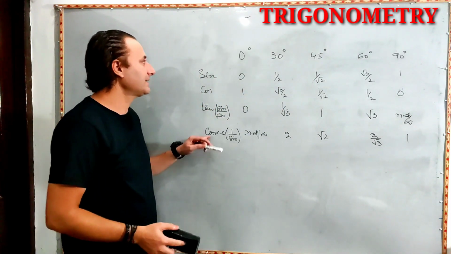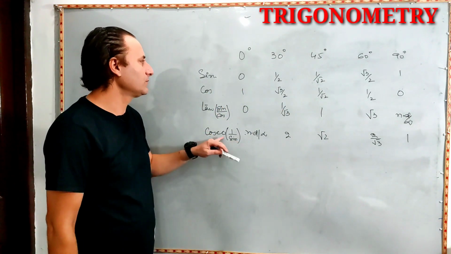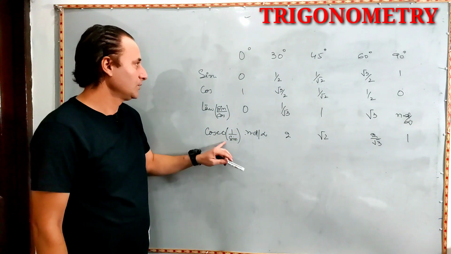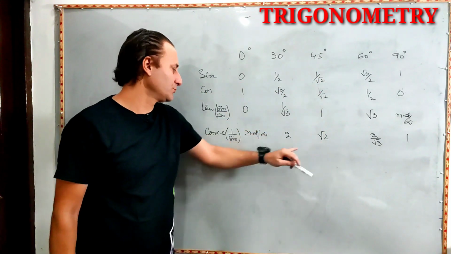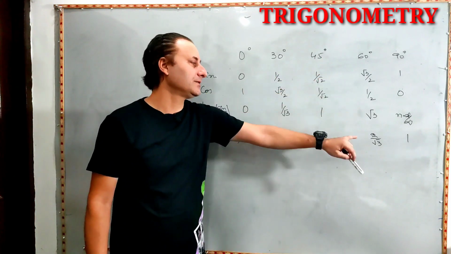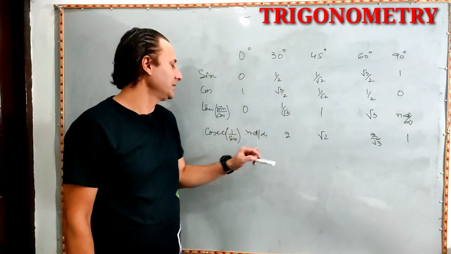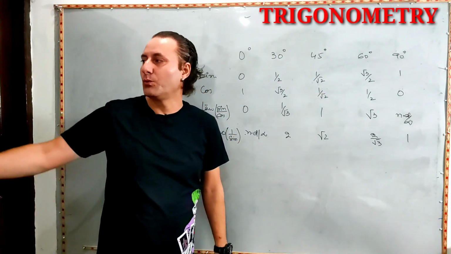So cosec 0 degree is not defined. Cosec 30 degree is 2. Cosec 45 degrees is root 2. Cosec 60 degrees is 2 upon root 3. And then cosec 90 is 1.